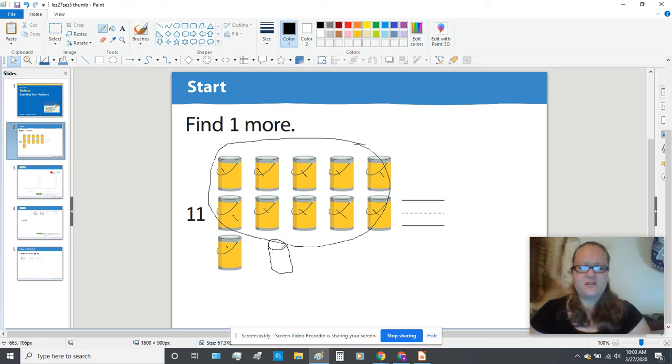It is not going to be perfect. Okay, here's my paint can. So we have 11 and 12. Good job. So I'm going to come over here and write the number 12. But how do I write the number 12?